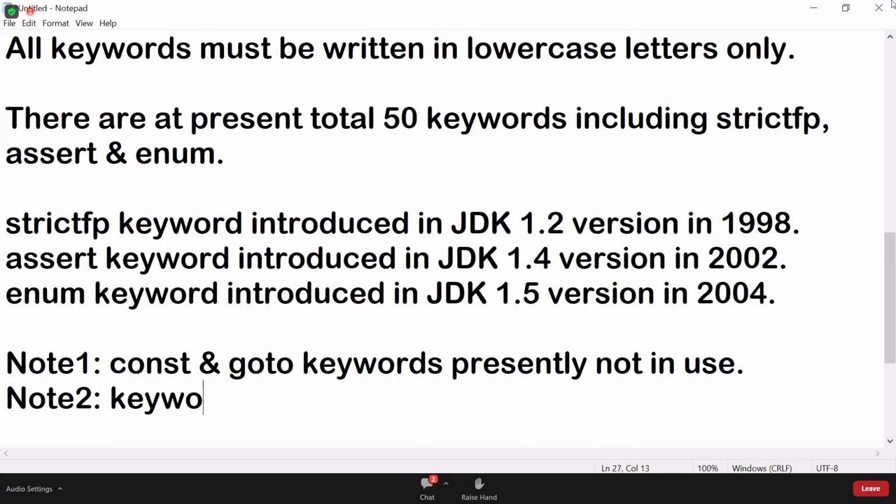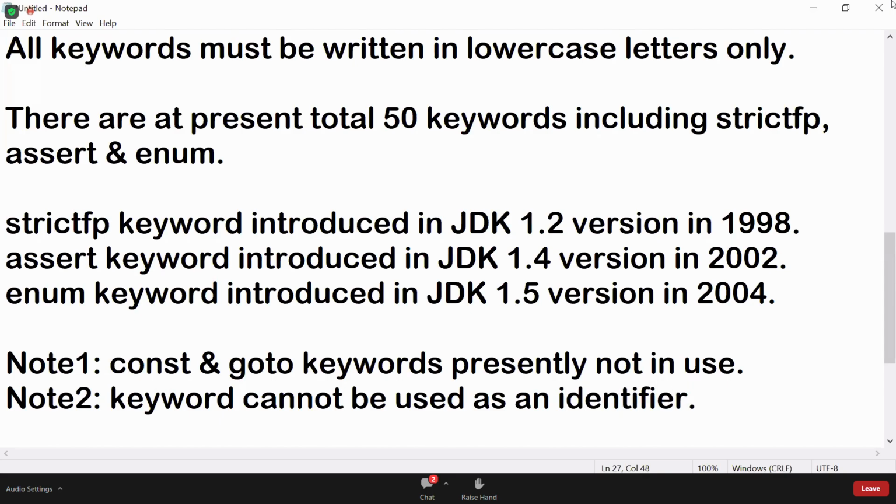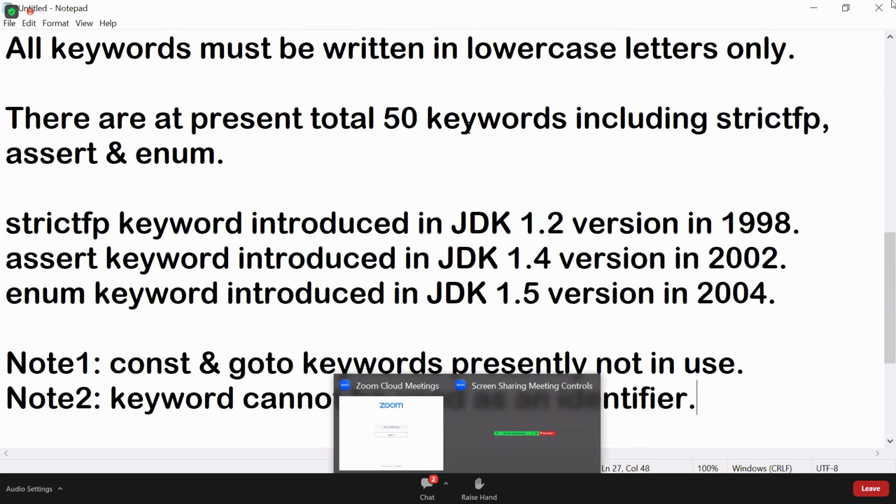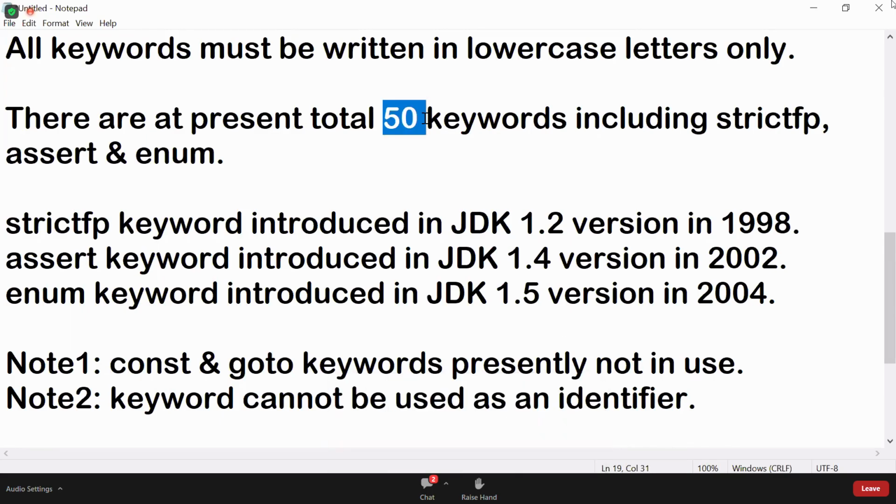One more: a keyword cannot be used as an identifier. So the 50 words, whatever I have given, you should not write as an identifier. If you write, error comes. Once half of core Java is completed, if I ask for these 50 words, you will be able to write them. Based on topic wise, you can easily recall your subject. It is possible. So these 50 words, no need to learn by heart.